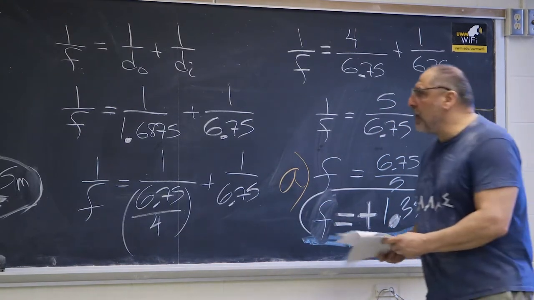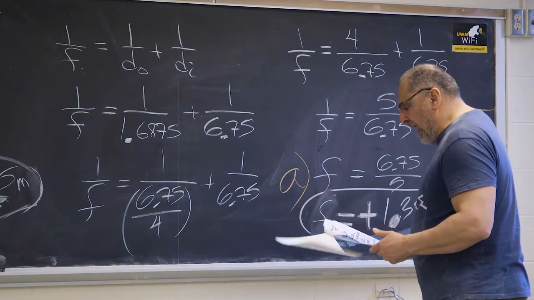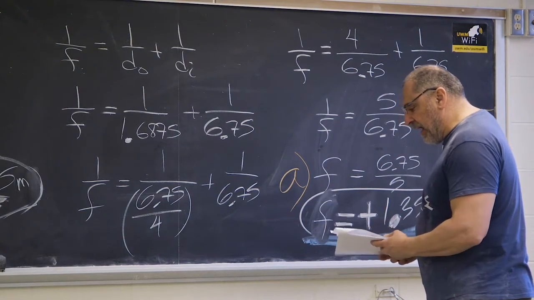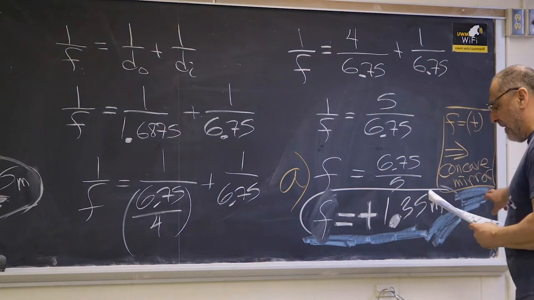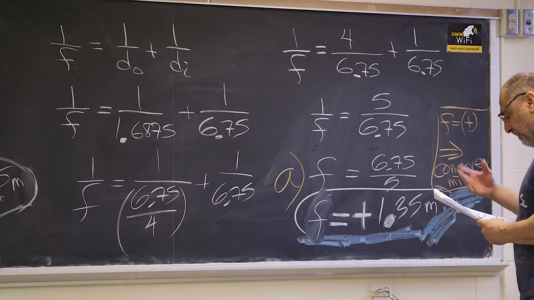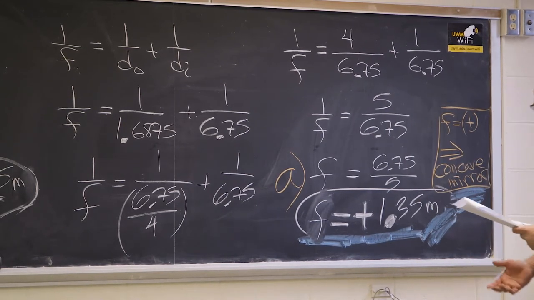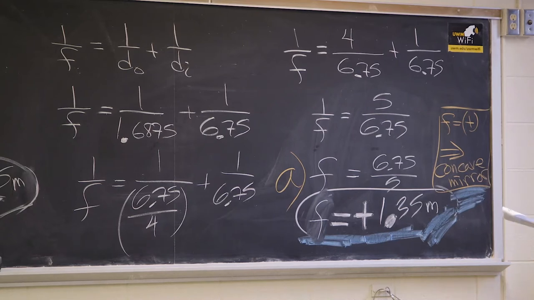Okay. Looking good. So we know that, in summary, we got this. F is a positive 1.35 meters and positive focal length. It's a converging mirror. A converging mirror is a concave mirror. A diverging mirror is a convex mirror. It's a negative focal length.